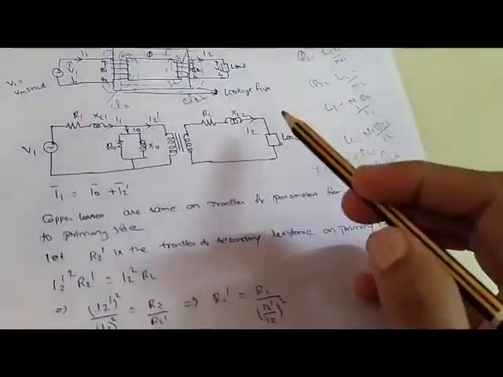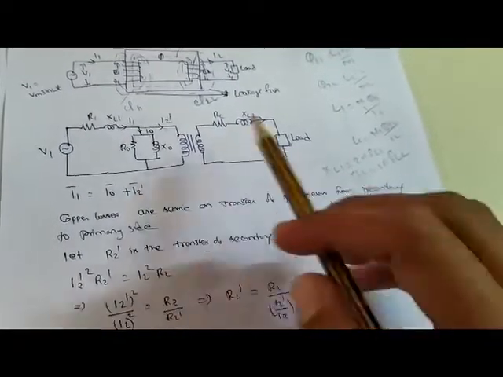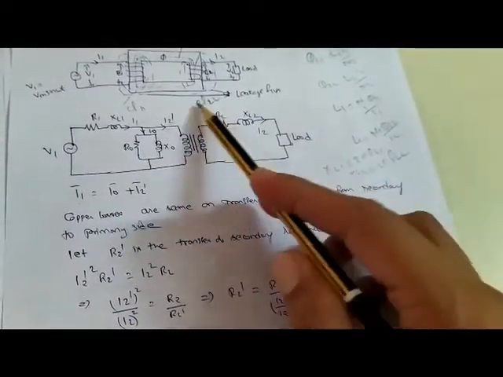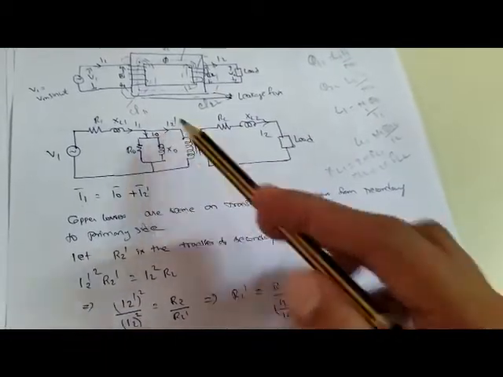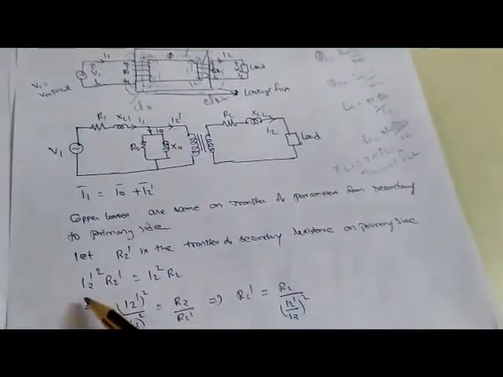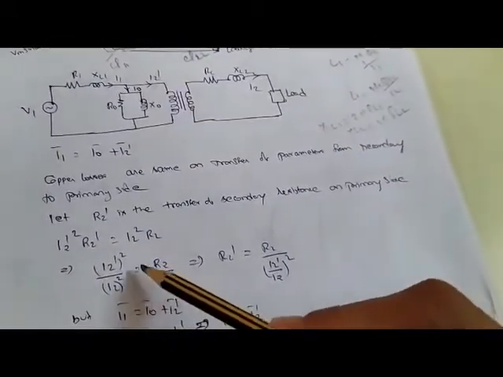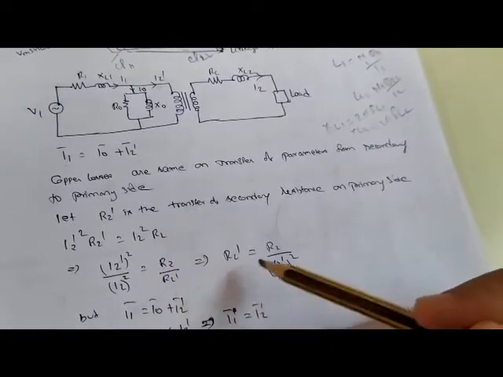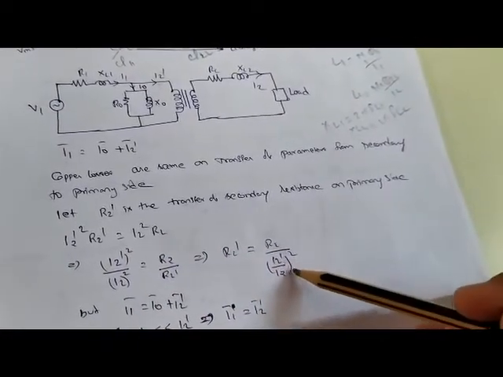Okay, now what are copper losses? I square R losses. So here the copper loss is I2 square R2. If I transform this one to this side, what will I get? I2 dash square R2 dash. So I2 square R2 equals I2 dash square R2 dash. Now if I rearrange this expression, I will get R2 dash equal to R2 times I2 by I2 dash, whole square.